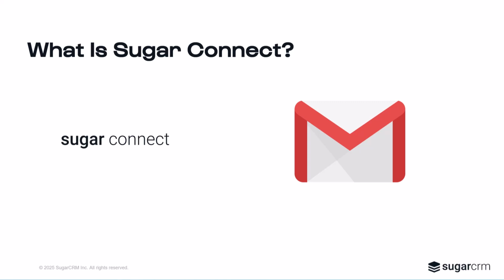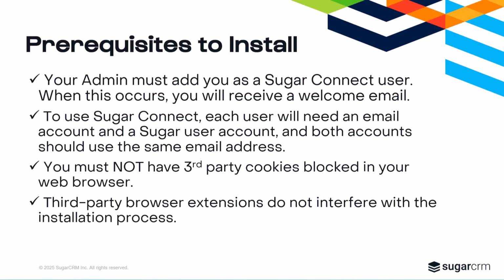Before installing and logging into Sugar Connect, your administrator must add you as a user. You will receive an invitation email once this step is completed. To use Sugar Connect, each user must have both an email account and a Sugar user account, and both accounts must share the same email address.